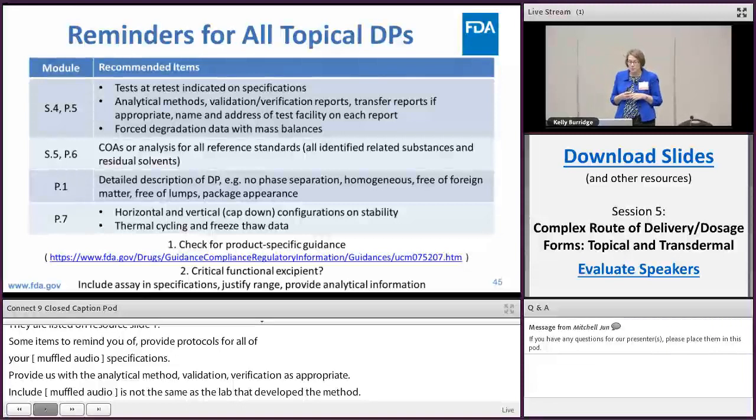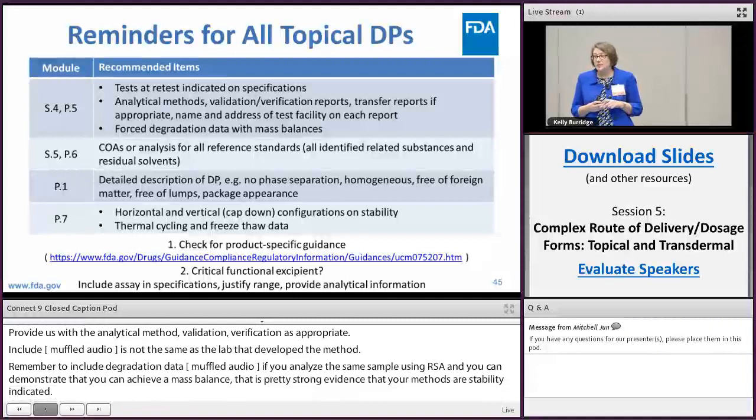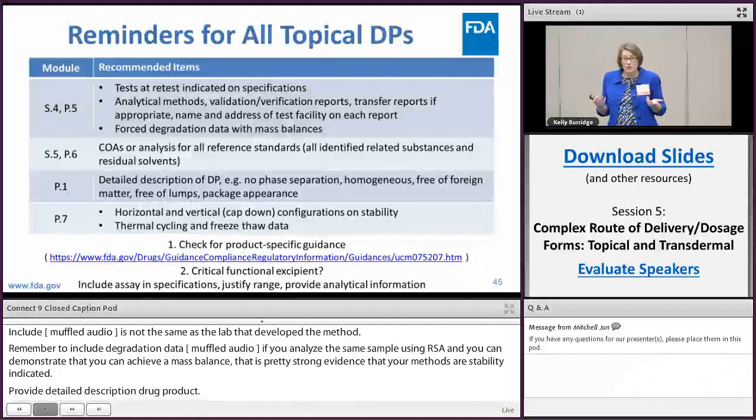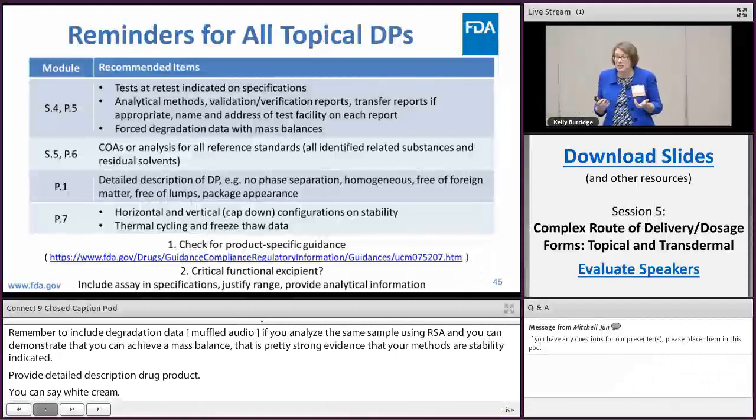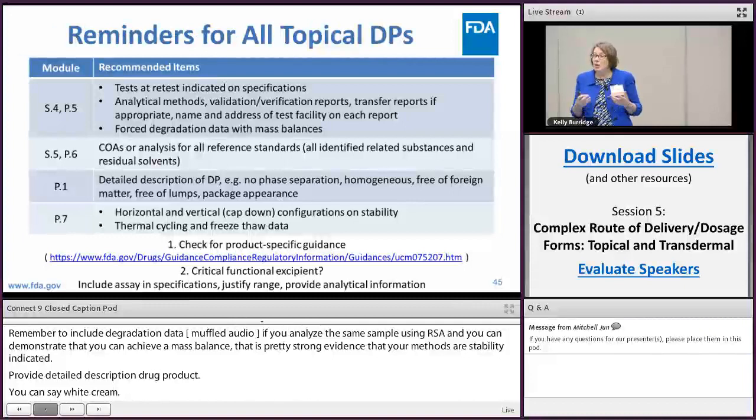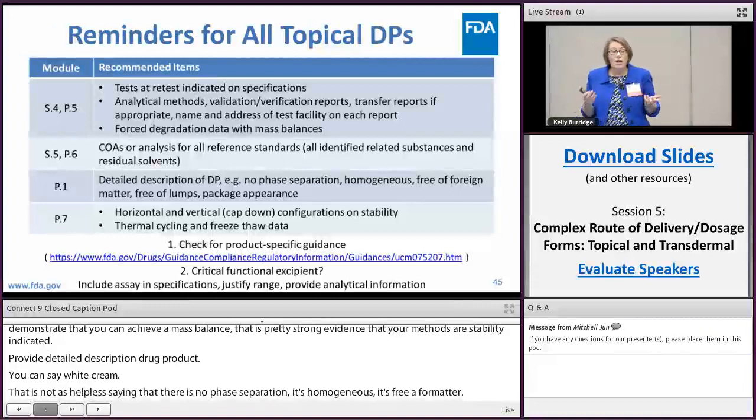Provide a detailed description of your drug product. You could say white cream. That's not as helpful as saying that there's no phase separation, it's homogeneous, it's free of foreign matter. Include a description of your packaging. Also include a test for packaging container interaction and whether your labeling maintains its integrity.